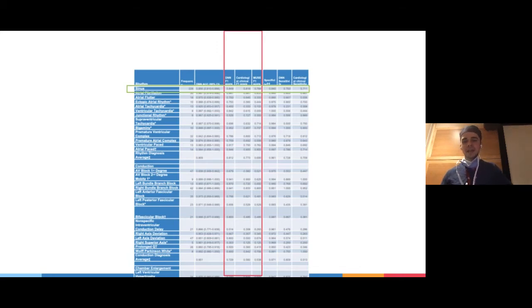And overall, we had an area under the curve greater than 0.91 for 32 out of the 38 different individual diagnostic classes, which is excellent. And in green, I will highlight the classes, the diagnoses, where the AI algorithm outperformed the cardiologist clinical interpretation.